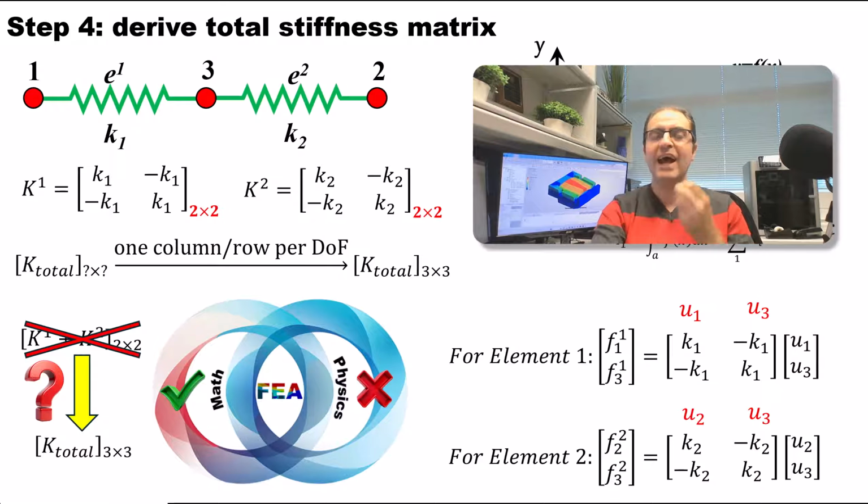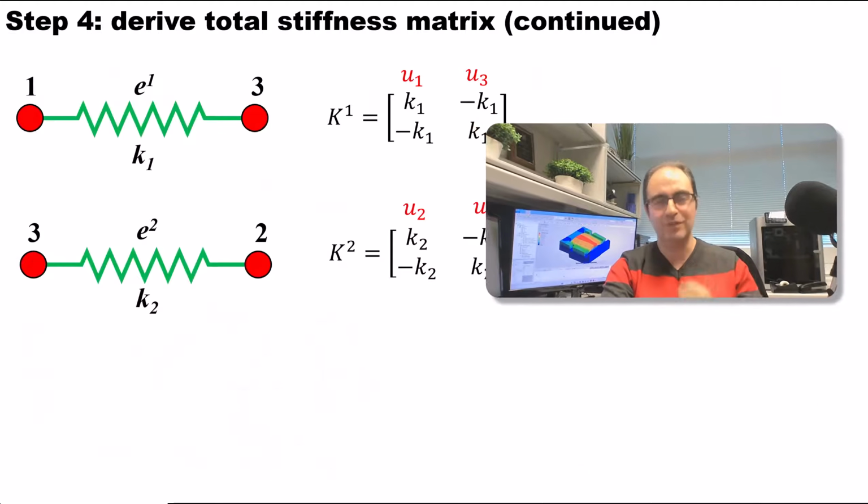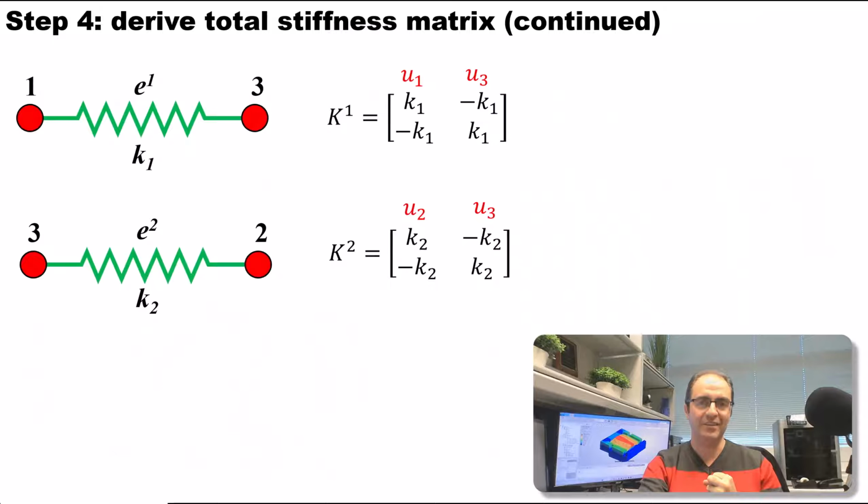So then the question is, how do we go from two 2x2 matrices to a 3x3 matrix? To do this, let's go to the next slide. We are still on step 4, but now I want to show you how I can add K1 and K2 to find the total stiffness matrix. It turns out that we can fix this issue using a very simple method. We just find which degree of freedom is missing, and then we add that degree of freedom to the stiffness matrix, but with a little bit of a trick.